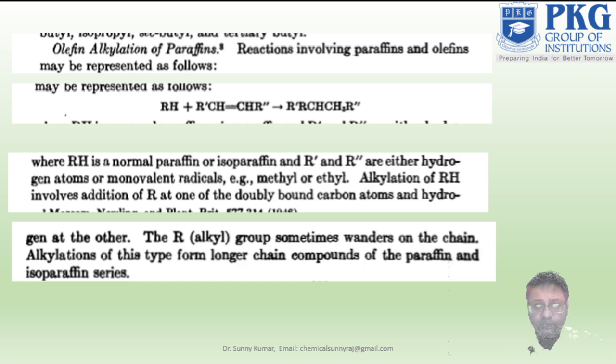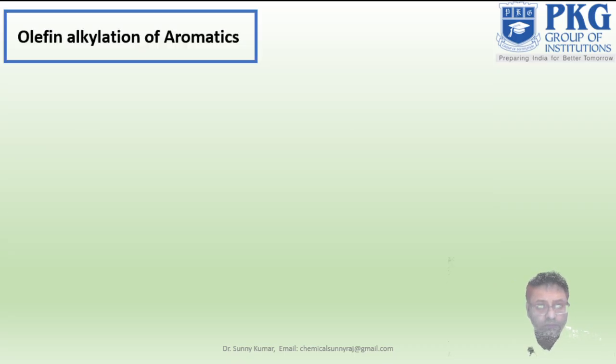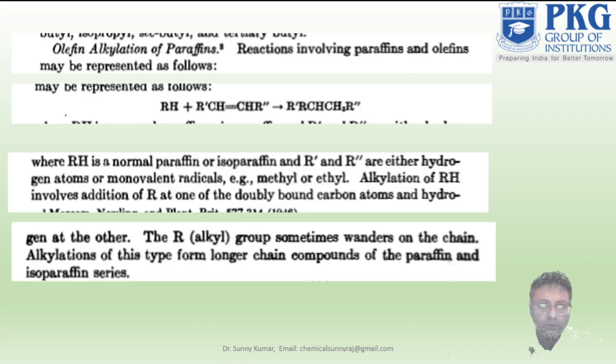Alkylation of this normal paraffin involves addition of R at one of the doubly bound carbon atoms and hydrogen at the other. The R group sometimes wanders on the chain. Alkylations of this type form longer chain compounds of the paraffin and isoparaffin series.